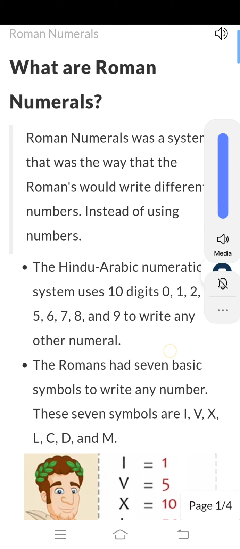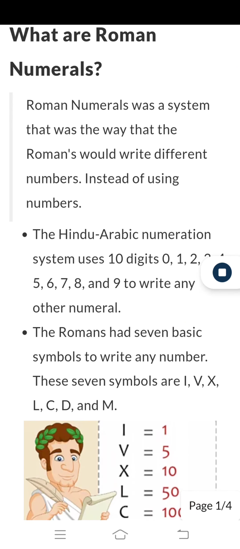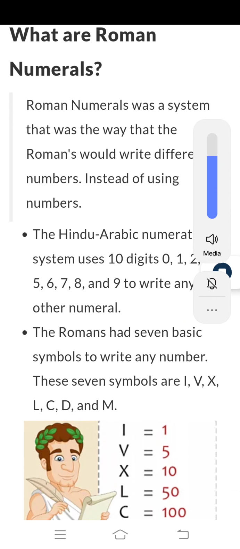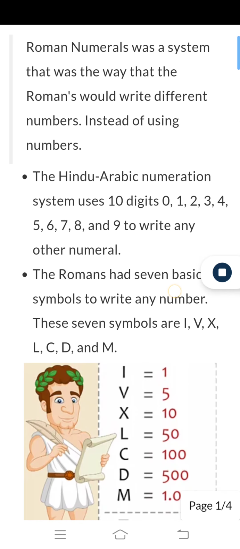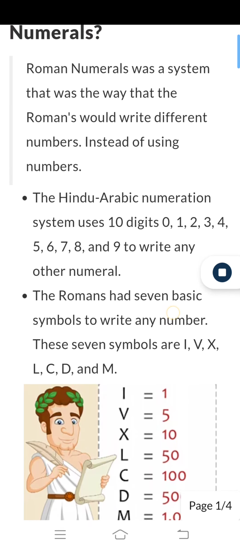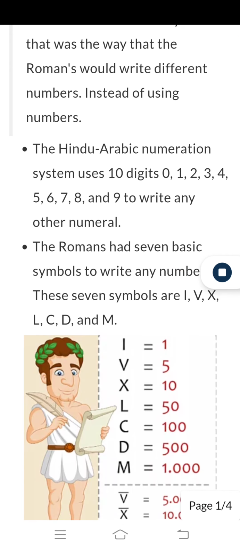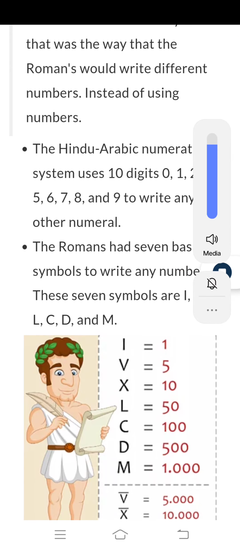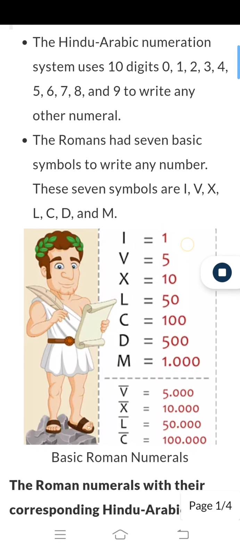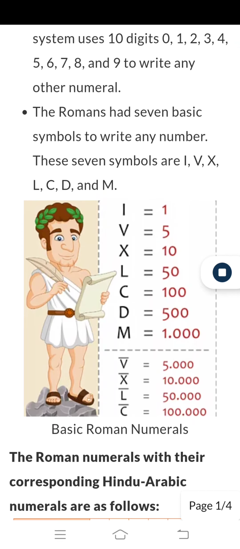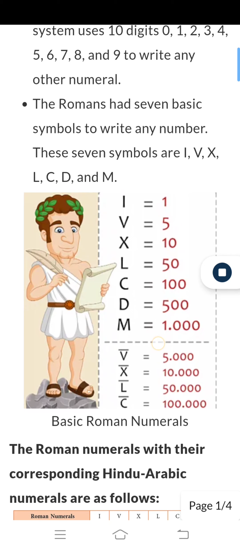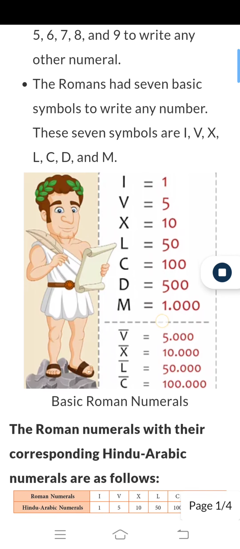What are Roman numerals? Roman numerals were a system the Romans used to write different numbers. Instead of using digits, the Hindu Arabic numeration system uses 10 digits, 0, 1, 2, 3, 4, 5, 6, 7, 8, and 9, to write any other numeral. The Romans had 7 basic symbols to write any number. These 7 symbols are I, V, X, L, C, D, and M.